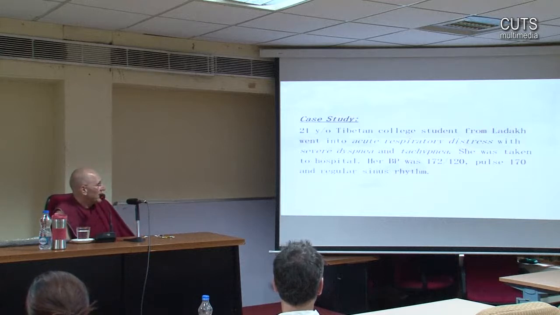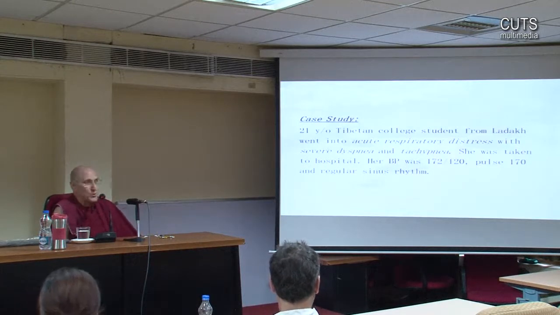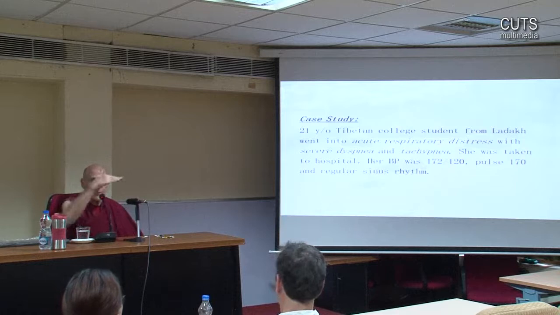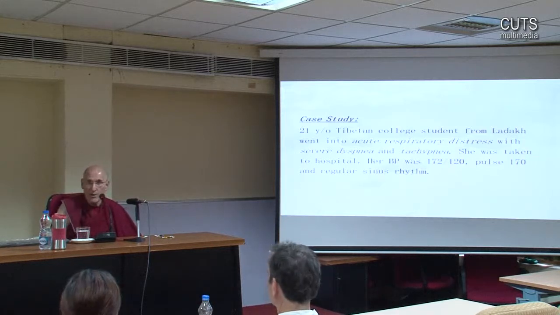She was taken to the hospital. I took her to the hospital. And initially her blood pressure was high, 172 over 120. What's the normal cutoff for blood pressure, below which is normal, above is high? What is it?